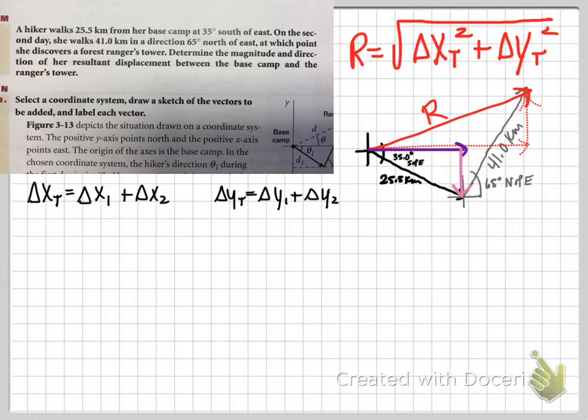Okay. Now here's where it gets just a wee bit trickier. Is this my X2? Yes. Is this my Y2? Yes, it is. What's so tricky about this? Why is this more challenging?